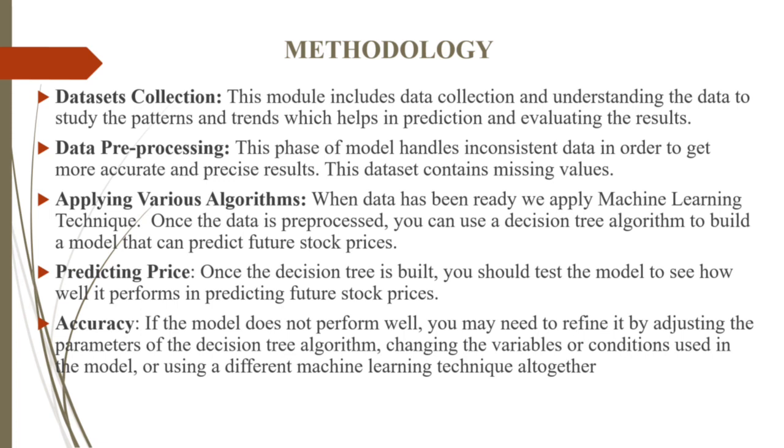Next, predicting the price. Once the decision tree is built, you should test the model to see how well it performs in predicting the future stock prices. Next one is accuracy. Accuracy is important in the project to find out the stock market prices. If the model does not perform well, you may need to refine it by adjusting the parameters of the decision tree algorithm, changing the variables or conditions used in the model, or using a different machine learning technique altogether.